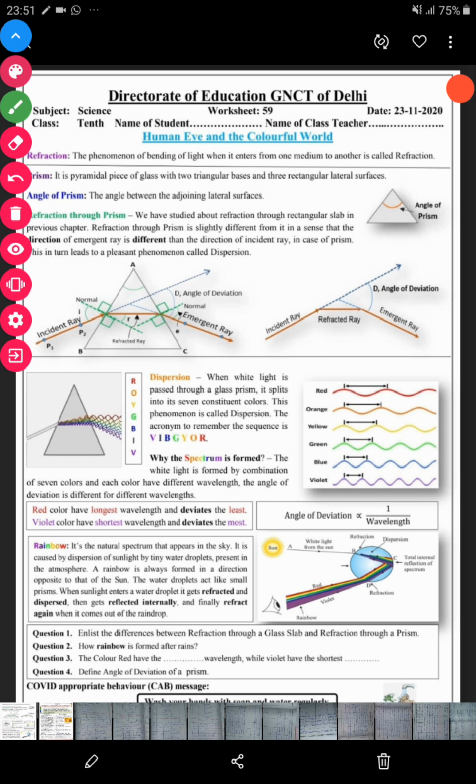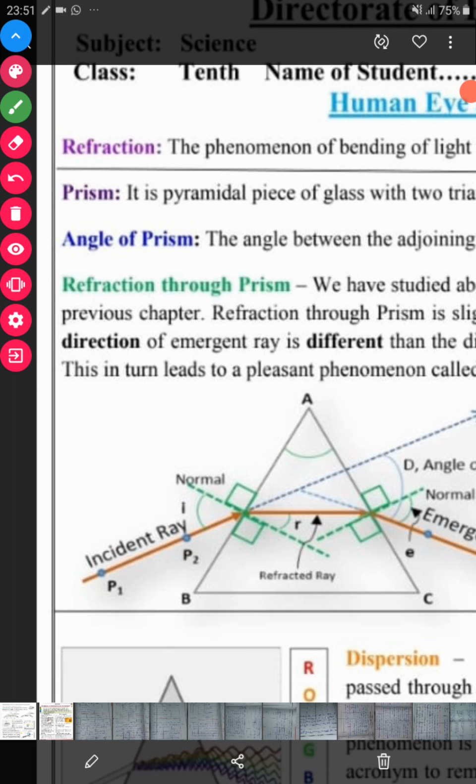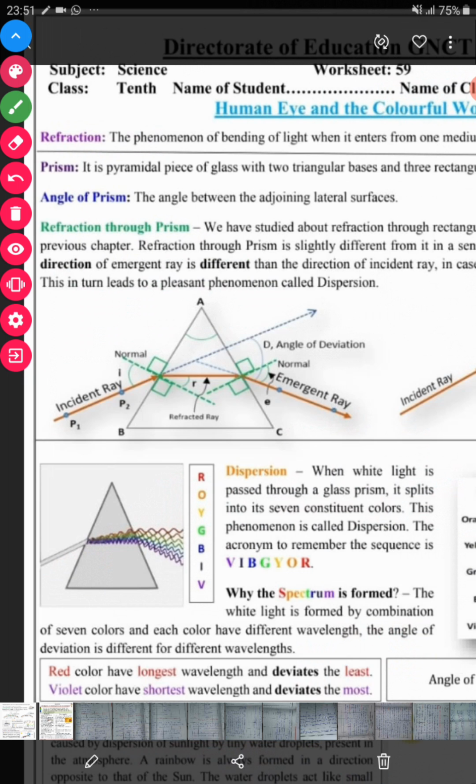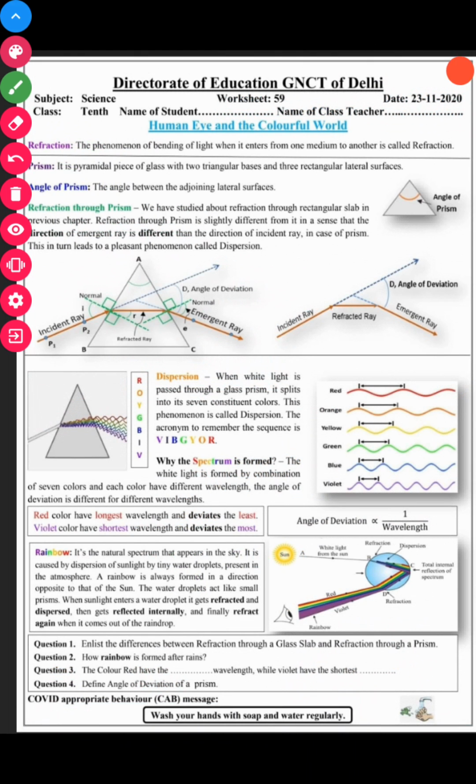First, listen. This is the air medium, and this is the denser medium. So this is the normal, this is the incident ray. When this ray moves from air to the denser medium, it moves towards the normal. It has to move this way, but it moves towards the normal. Okay, so this is called the refracted ray. That is why it is called the refracted ray.